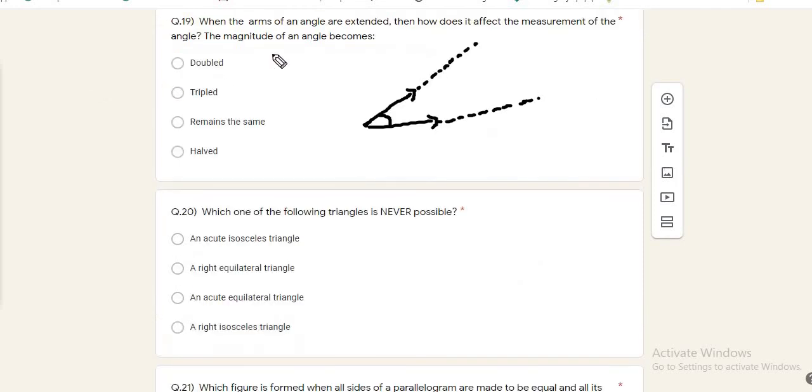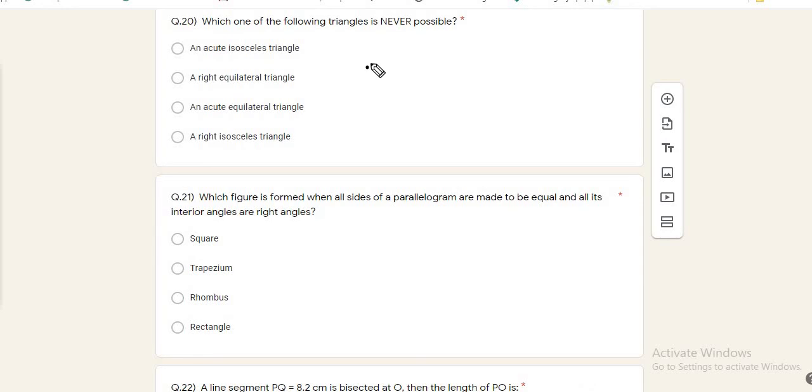Question 19. When the arms of the angle are extended, how does it affect the measurement of the angle? If you go on extending the arms of an angle, it does not matter how much you extend the arms, the angle remains the same. So the answer is C, that the angle remains the same. Question 20. Which one of the following triangles is never possible?